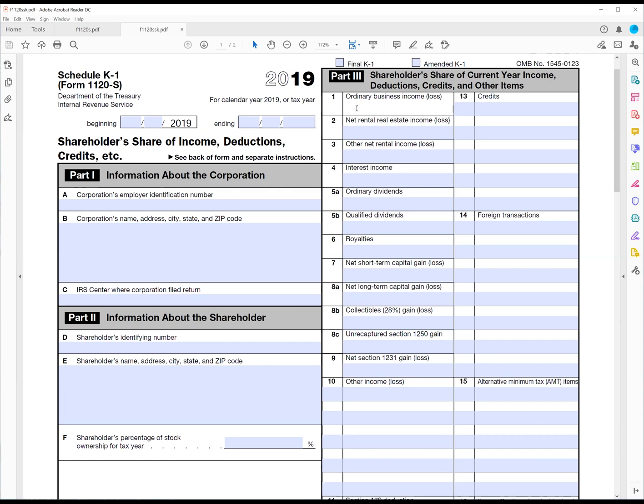The one thing I should point out on the K1s that's important up here are these two check boxes: final K1 and amended K1. If the final K1 box is checked, that basically means they're done with that business. If you run into that situation and they provide you a final K1, the lender most likely is going to look at that and question it. I have seen situations where they mark it as a final K1 in error, or they do a final K1 and then say, just kidding, we're going to continue this business. But just be aware of it.